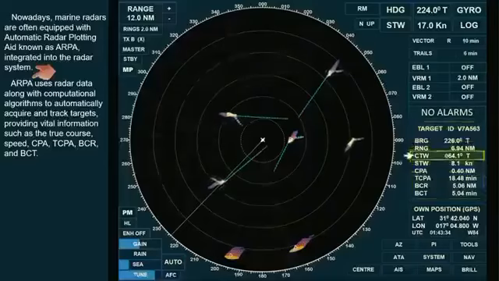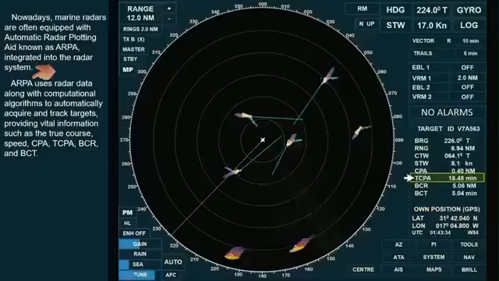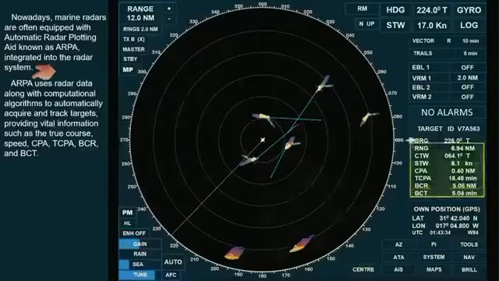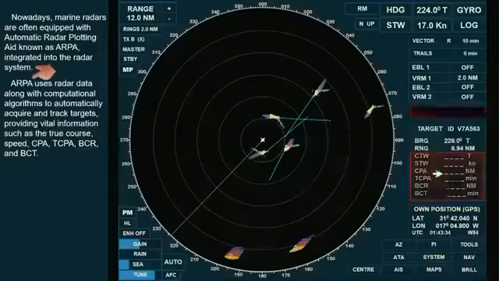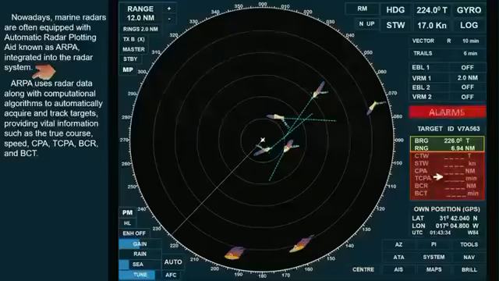true course, speed, closest point of approach, time of the closest point of approach, bow crossing range, and bow crossing time. However, this software is not immune to failure. In such cases, the radar can only provide bearings and distances of targets or objects. In the case of ARPA failure, to determine this vital information for collision avoidance, we need the following plotting tools.